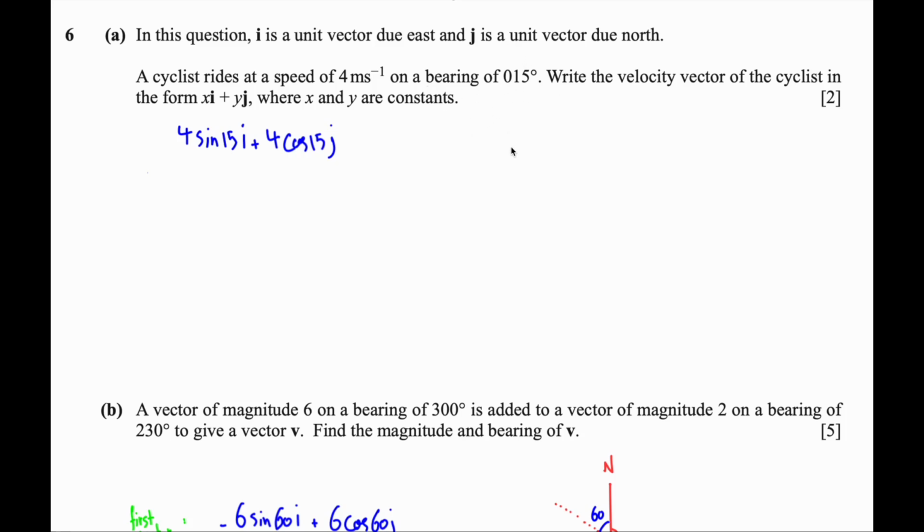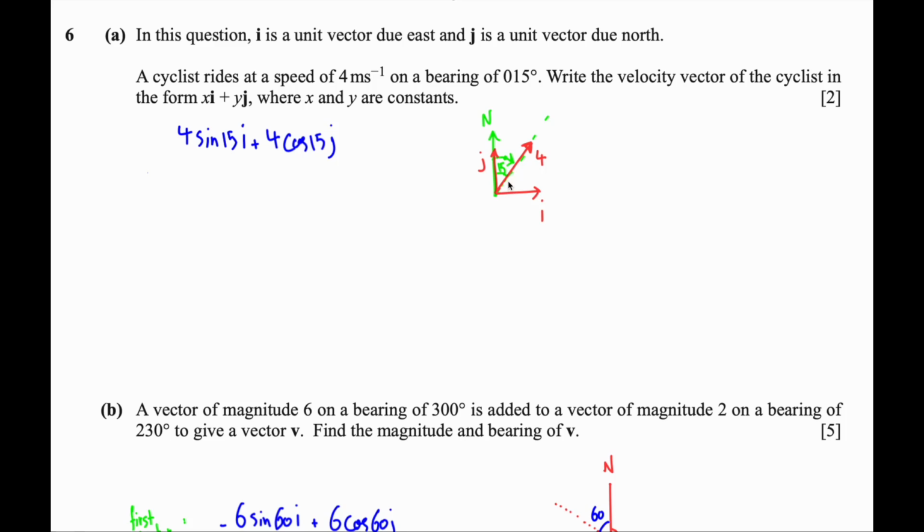So if you recall about bearings, we have to always start from north and then go clockwise, and according to the angle that we're given, we just rotate clockwise and then we stop. So this is 15 degrees. So this is the line of action of the cyclist. So all I have to do now is to break this vector, which has a magnitude of 4, into i and j form.